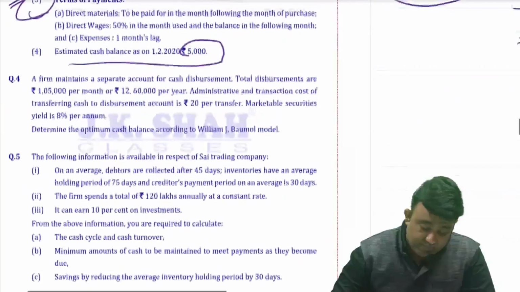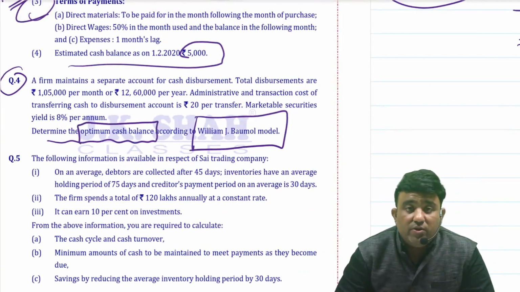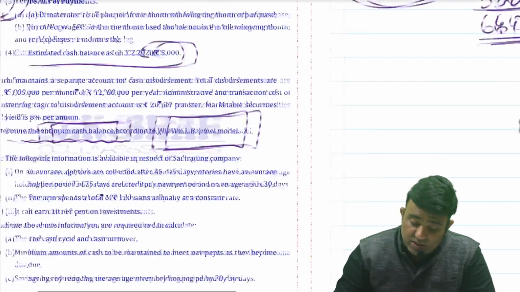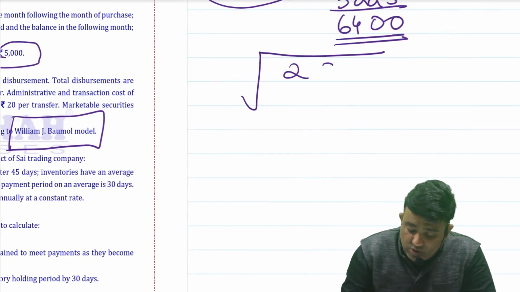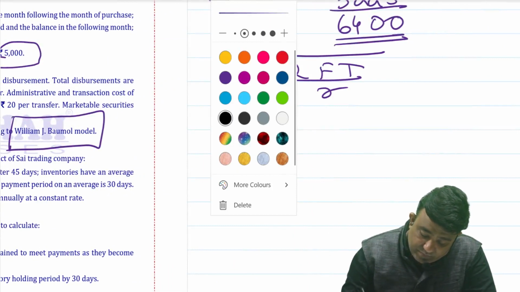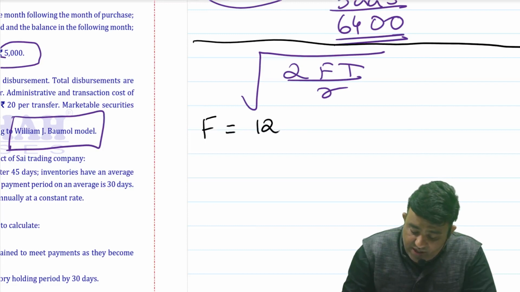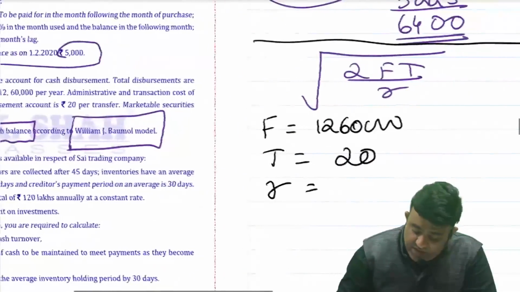Done? Student, question 4, very unique. It's a concept of optimum cash balance as per the William Baumol model. Student, this is something which is related to EOQ in costing. Remember, the formula was under root 2AO upon C. Yes, no? Here it is 2FT upon R, where F is funds requirement, in this example 12,60,000 annually, T is the transaction cost, 20 rupees per unit, and R is the rate of interest which is given as 8%.